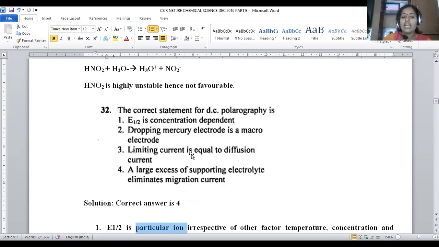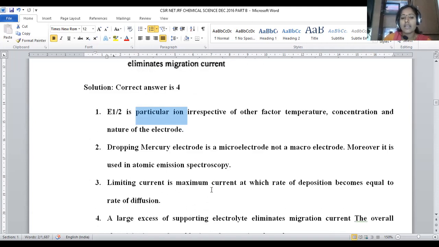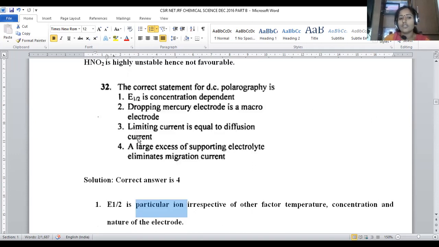And next is about limiting current being equal to diffusion current. Limiting current is the maximum current, where the rate of decomposition becomes equal to the rate of diffusion. So this is also not a correct statement. Limiting current is not exactly equal to diffusion current. So the only correct option will be the last one, because that is the only possibility we have.